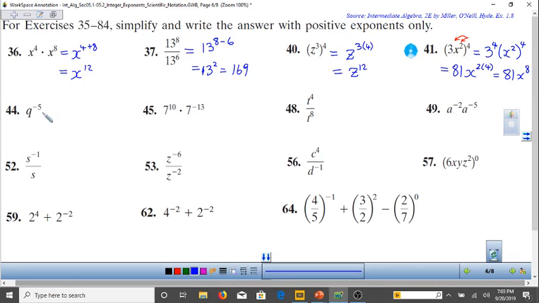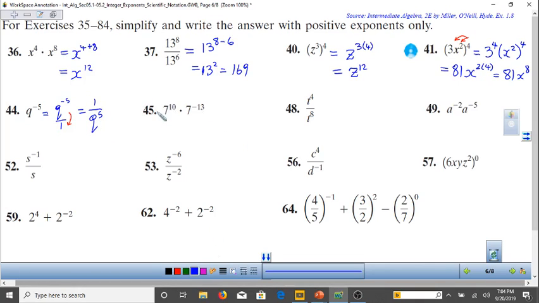When you have a negative exponent, you just think of it as q to the negative 5 over 1, and you move it to the denominator. Once again, you don't need to show this intermediate step, but I just want to use it for the sake of the notes. So we end up with 1 over q to the positive 5.